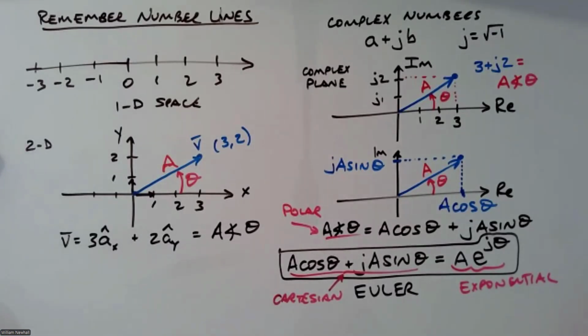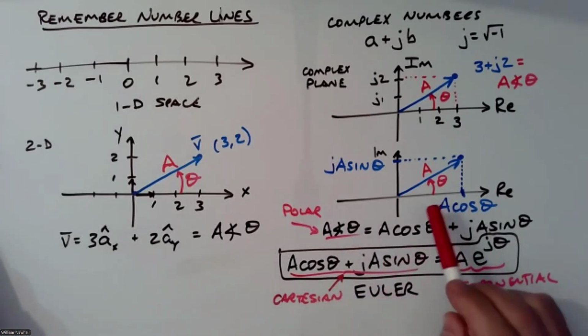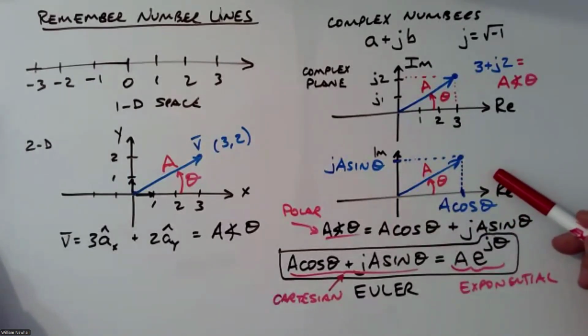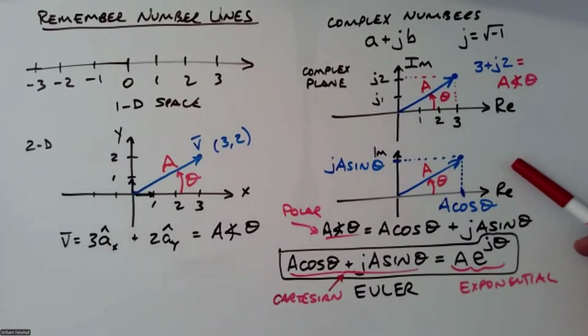Whenever you see a complex number in this class, in any form, like 2e to the j something in radians, or 1 plus j2, or 5 at an angle of 30 degrees, I think it helps to visualize that number on the complex plane to know what you're working with. We'll do a little more with that.